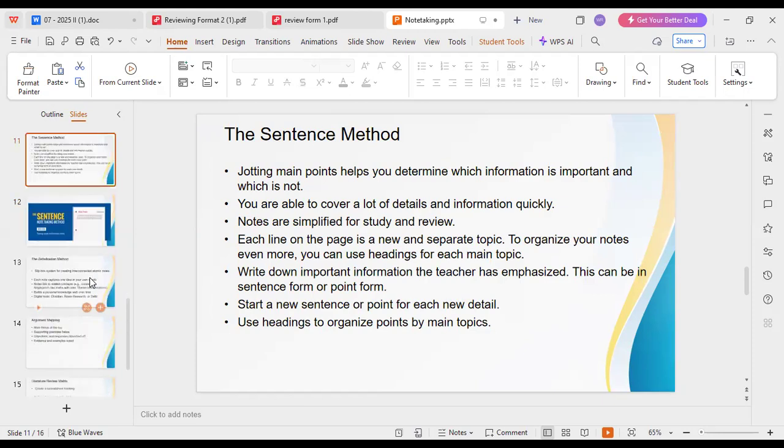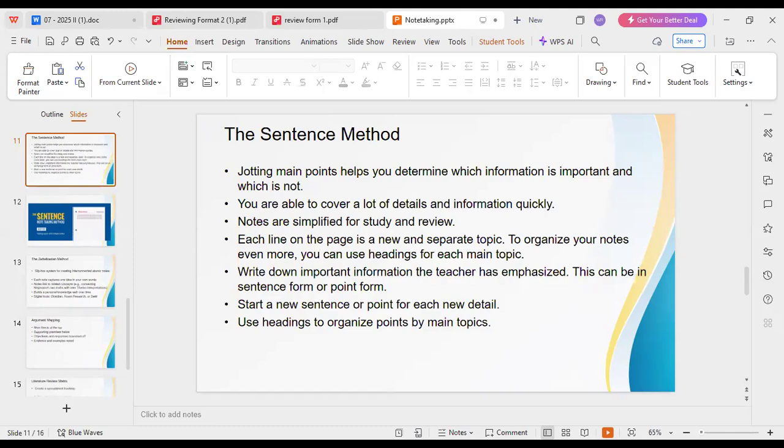And then we will move to the sentence method, right? So here what you can do is, this would be a very simple kind of a linear structure, and this would be the most straightforward note-taking method. That means you write information as a series of sentences or as brief points, just jotting down main points, predominant key pivotal points.